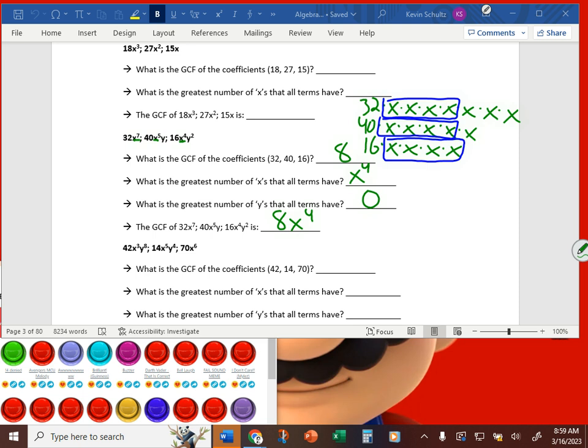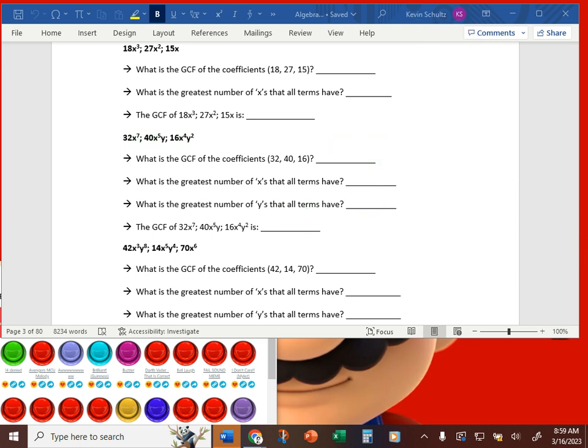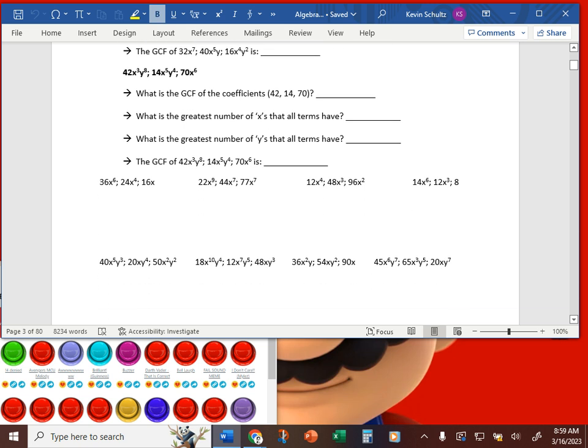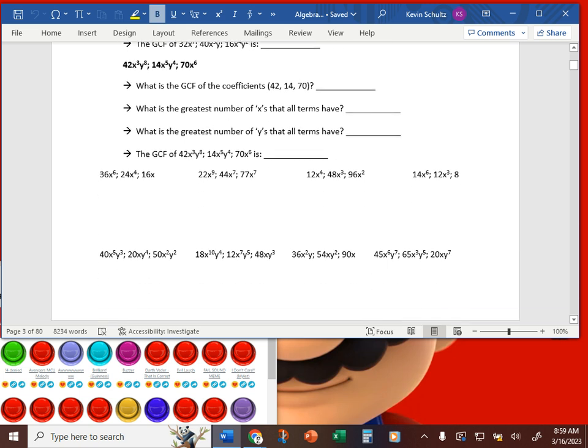All right, next one: 42x cubed y to the 8th, 14x to the 5th y to the 4th, and 70x to the 6th. Start with those coefficients. What is the greatest common factor of 42, 14, and 70, Maddie? 7. It is 7. Not 7. It is 14. Sorry. Okay, 14 does go into 42.